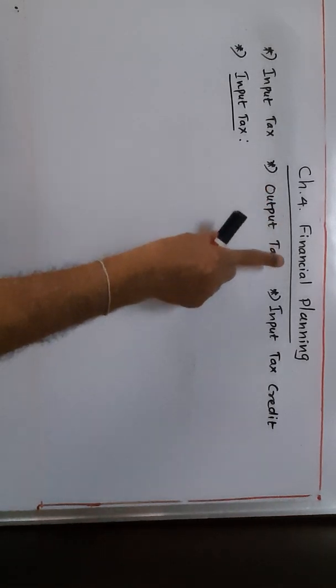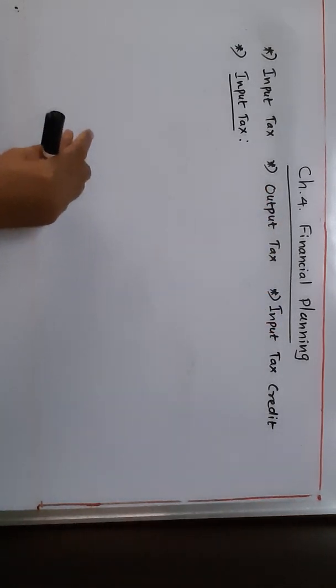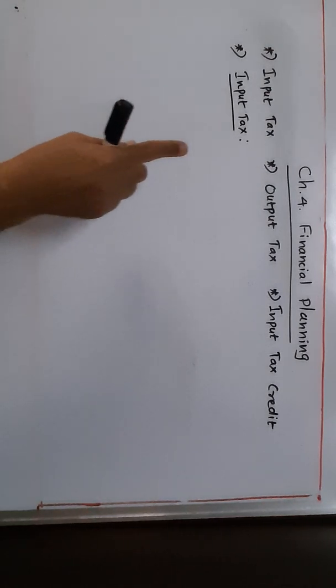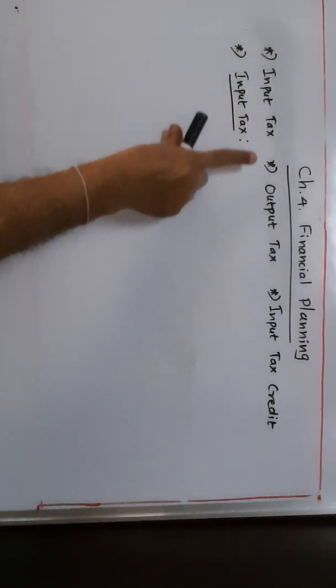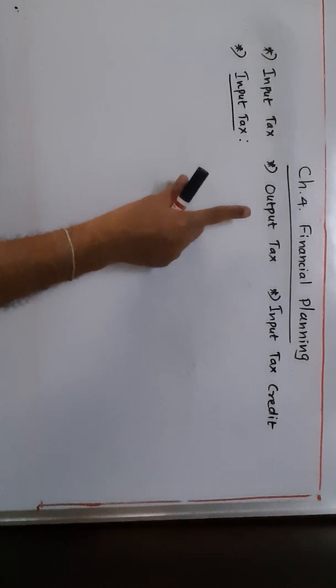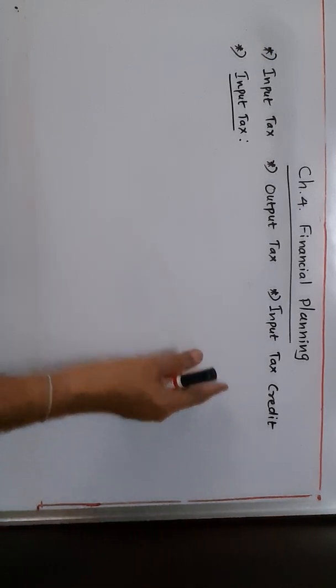It is chapter 4, financial planning. Earlier I have taught you practice set 4.1. Now we are doing practice set 4.2, but we have to understand the meaning of these three terms: input tax, output tax and input tax credit.